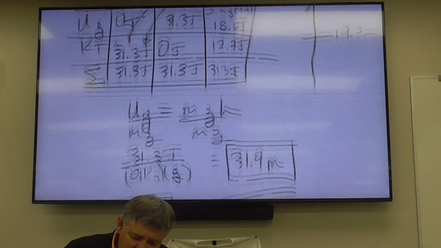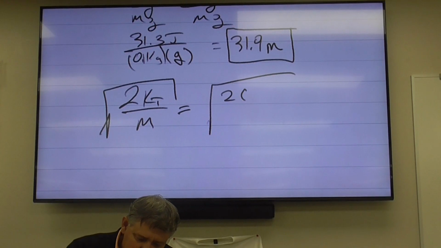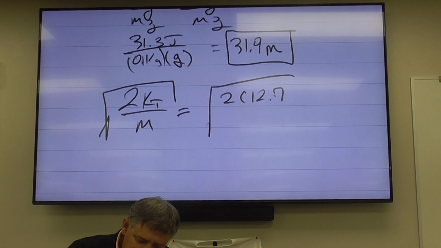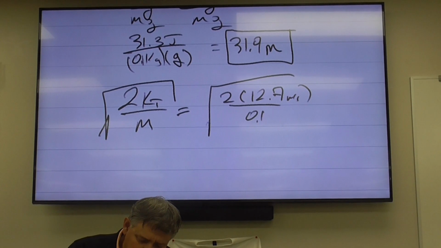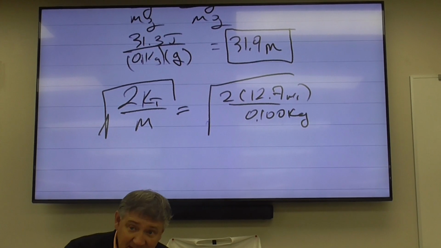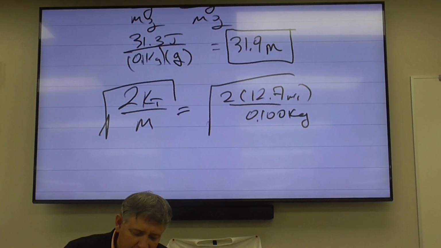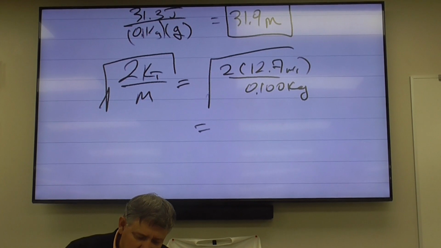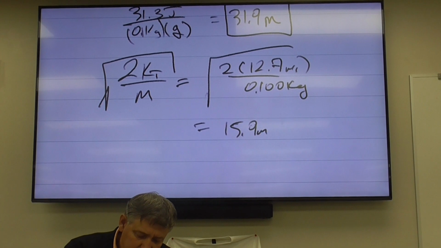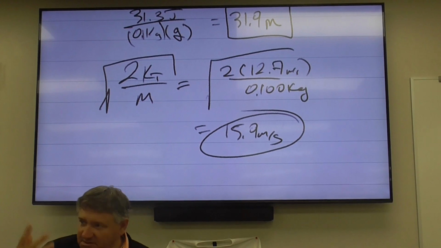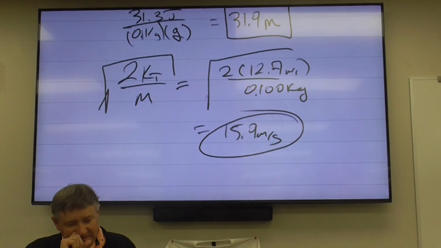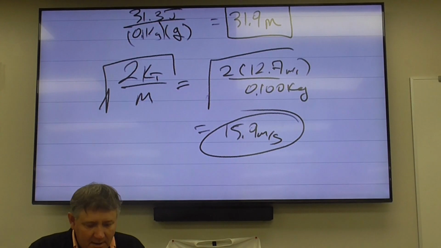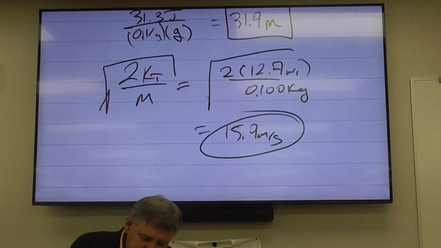I promise I won't forget the square root, but I will forget to make sure that my answer makes sense. So, my UG was what, 12.7? So somebody take 12.7 times 2 divided by 0.1 kilograms, and then take the square root. 15.9. Does that seem reasonable? Yes, that makes sense. Less than 25, we're at 19. Okay, cool.